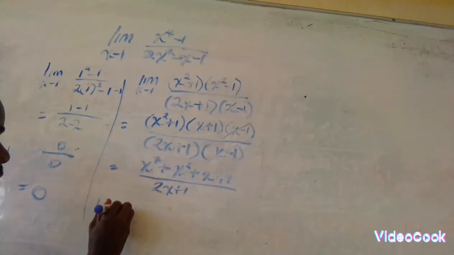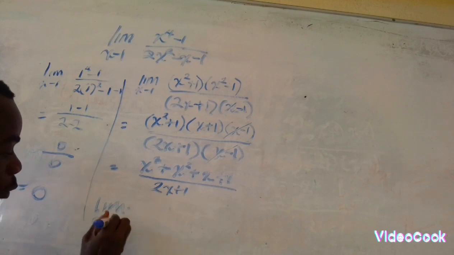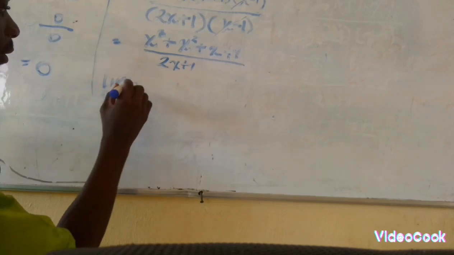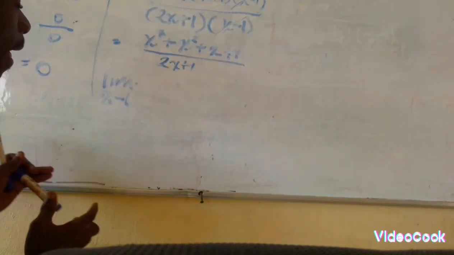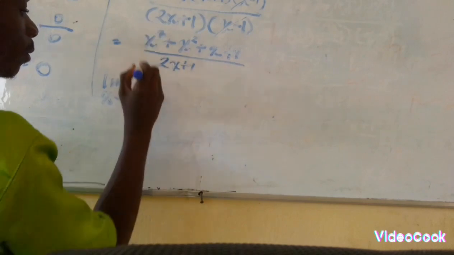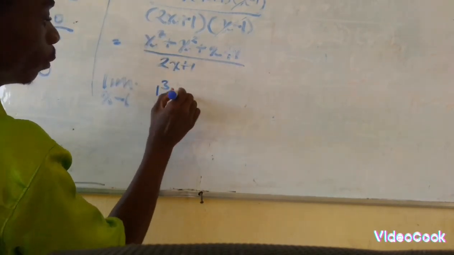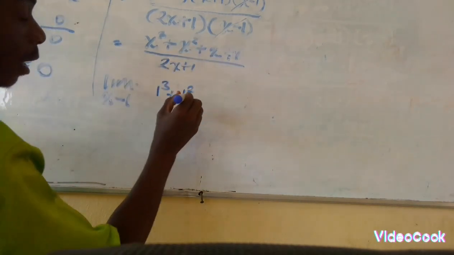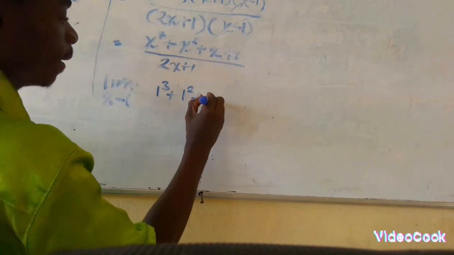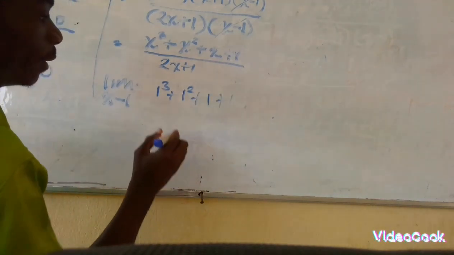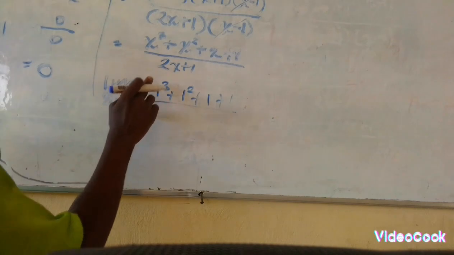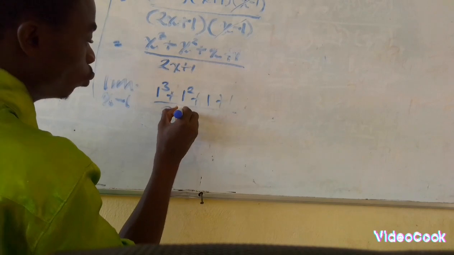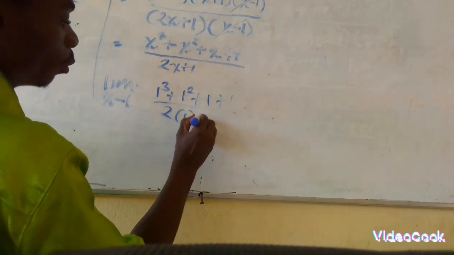So here, limit as x approaches 1. Wherever we see x, we put 1. So here, we are going to have 1 cubed plus 1 squared plus 1 plus 1, all divided by 2 times the x value 1, plus 1.